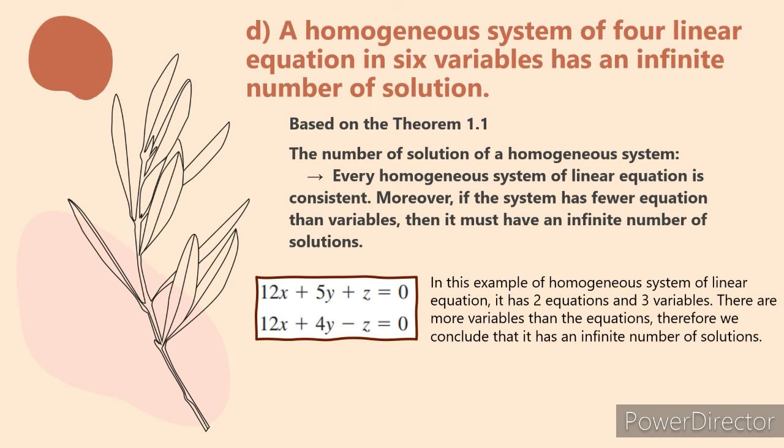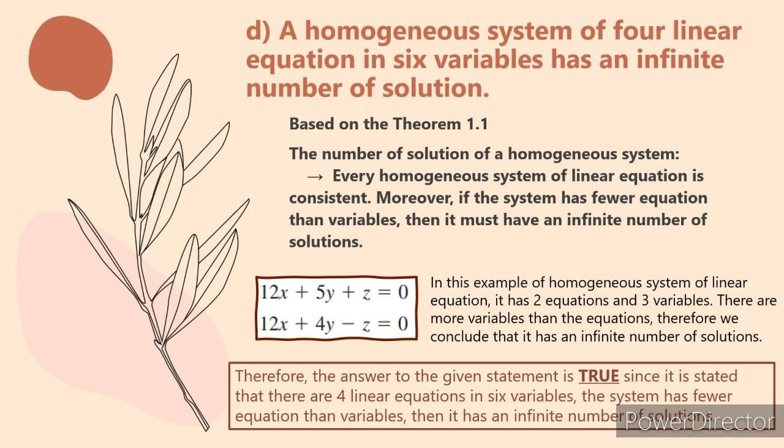In this example of a homogeneous system of linear equations, it has 2 equations and 3 variables. There are more variables than equations. Therefore, we conclude that it has an infinite number of solutions. Therefore, the answer to the given statement is true, since it is stated that there are 4 linear equations in 6 variables. The system has fewer equations than variables, so it has an infinite number of solutions.